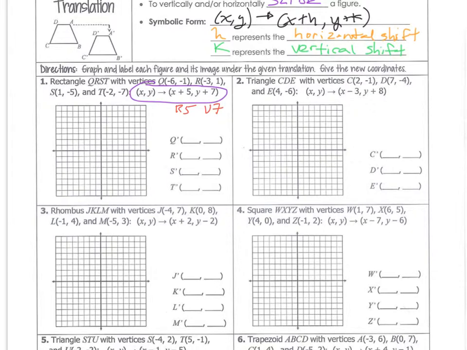So let's plot our pre-image. And you always have to plot the pre-image, so I have to see both of them. You can't just plot the result. So our pre-image is our plane Q, R, S, and T. So go ahead and plot those points. And remember to use your straight edge to connect the points. I can't use a straight edge, but you can.